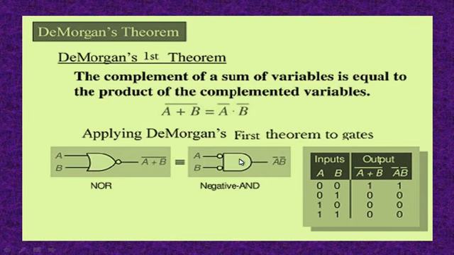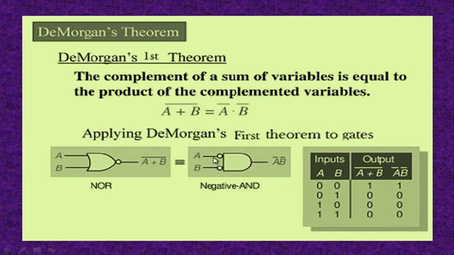What about RHS? RHS is the product of complemented variables. Here is the symbol of an AND gate. It contains two bubbles. What does each bubble represent? Inverters are there. Inverter means NOT gates are there. Those NOT gates give the complemented inputs to this AND gate.